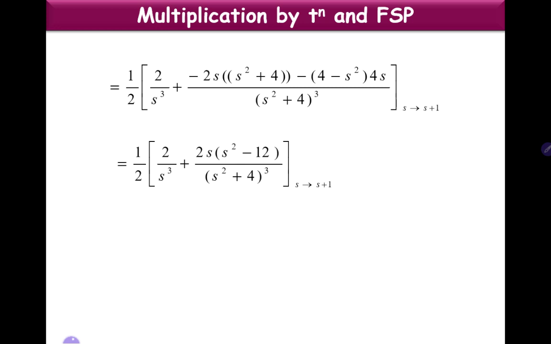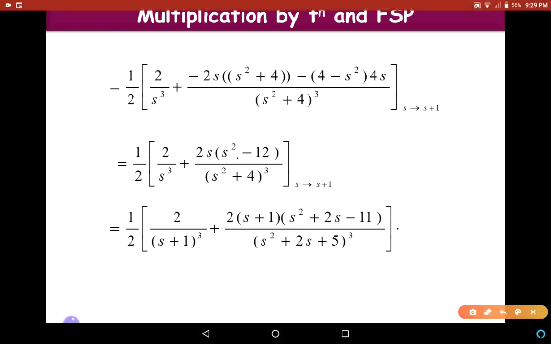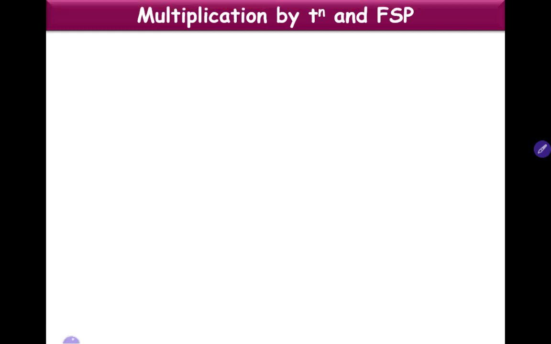Now we can replace s with s plus 1. So after replacing, we get 1 by 2 times 2 by s plus 1 whole cube plus 2 into s plus 1 into s plus 1 whole square minus 12. That gives s square plus 2s minus 11 divided by s plus 1 whole square plus 4. That gives s square plus 2s plus 5 whole cube. Therefore, we evaluated the given Laplace transform of given function.